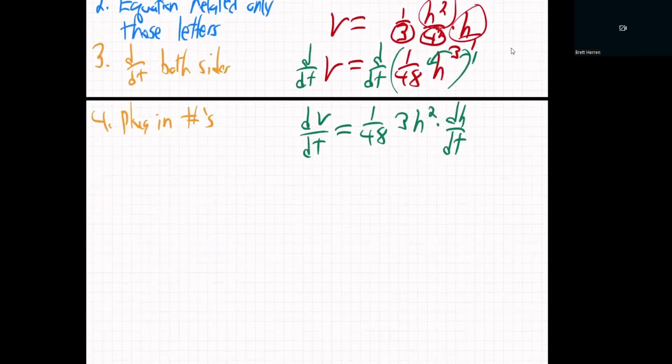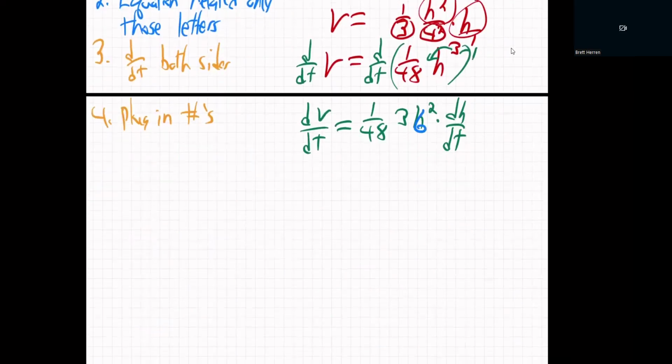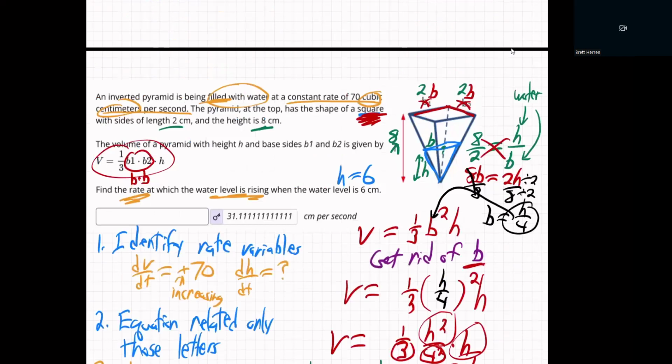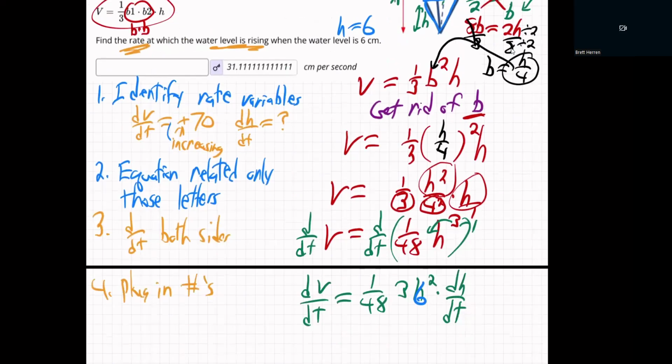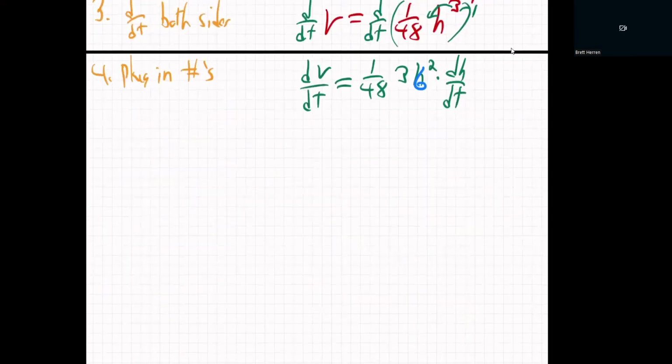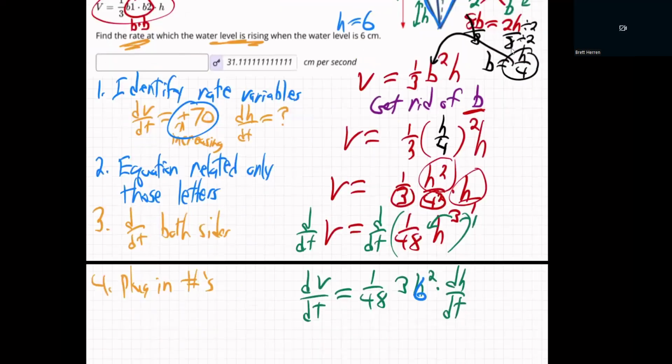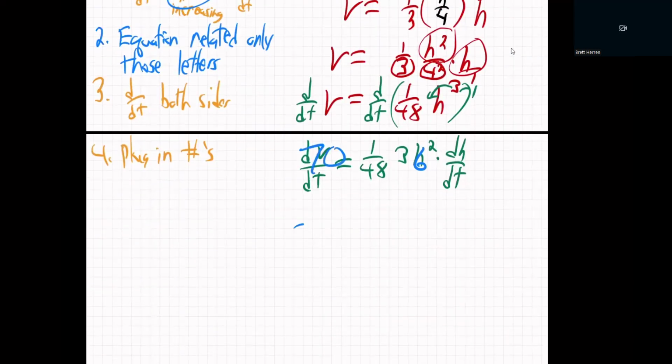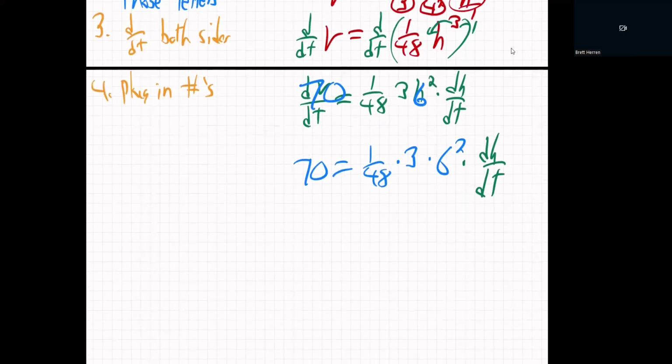So I'm going to plug in 6. And dH/dt, they told me that, didn't they? Somewhere, where did they tell me that? Oh, 70 cubic. Wait, dH/dt or dV/dt? No, dV/dt is 70. So I've got 70 equals 1/48 times 3 times 6 squared times dH/dt. Ooh, it's a little ugly there.